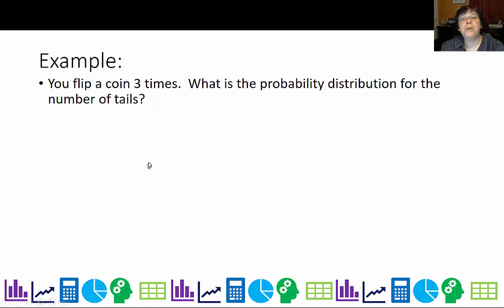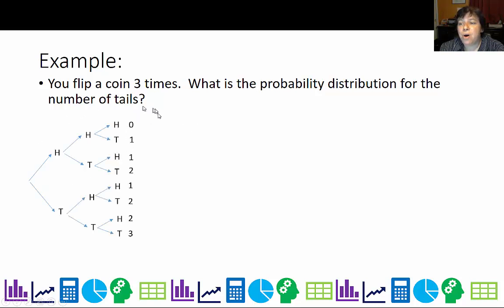So let's take a look at flipping a coin 3 times. What is the probability distribution for the number of tails? So here I've drawn all 3 flips. And what I've done is I've counted on the outcome the number of tails.